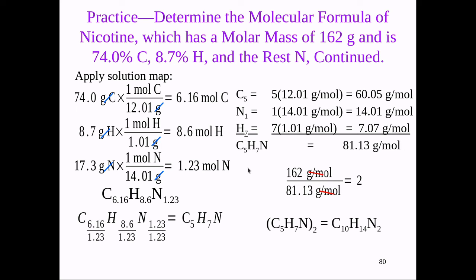Now we can multiply each of the subscripts in our empirical formula by 2, and we get our final molecular formula, C10H14N2. You can see that these problems can get pretty difficult with a lot of different steps when asked in the right way. But it's important to realize that really you're just building up all the other little problems that we've been doing all along.